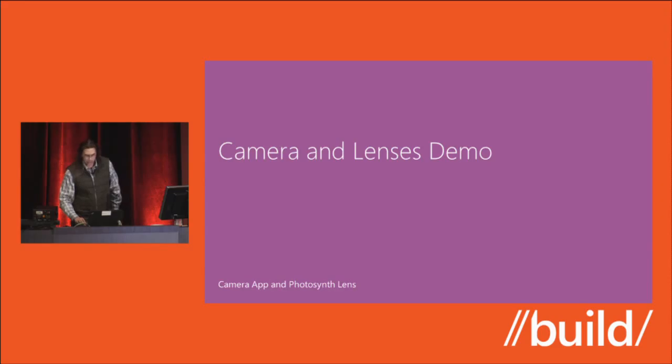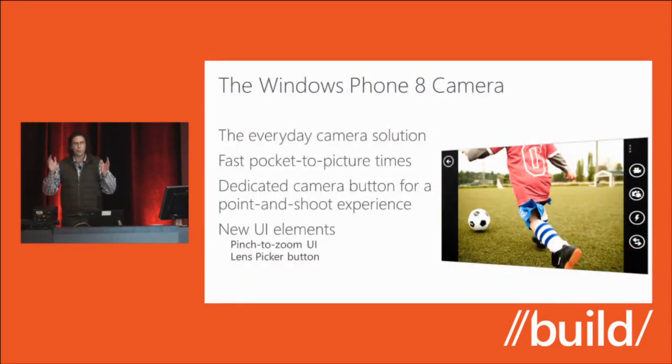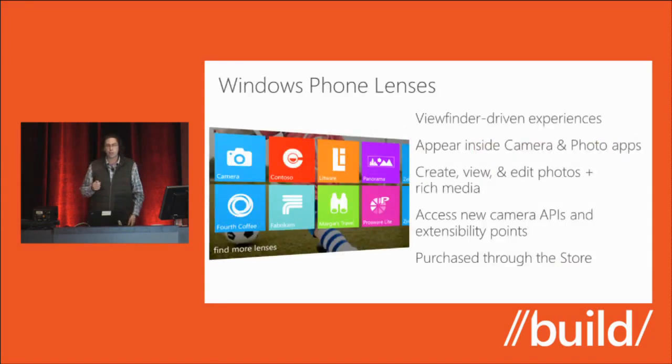So jumping back to the presentation here, what I want to stress is that the Windows Phone 8 camera is the everyday camera solution. You press that shutter button or you launch the camera from the lens picker, and it is going to give you fast pocket-to-picture times. It's going to give you a dedicated button with point-and-shoot experiences. It's going to take a great photo or a great video every time. That's what it's for. But it doesn't do anything that's outside of taking a photo or a video. And that's really where lenses come in, because they're about adding new experiences that need dedicated UX associated with them.